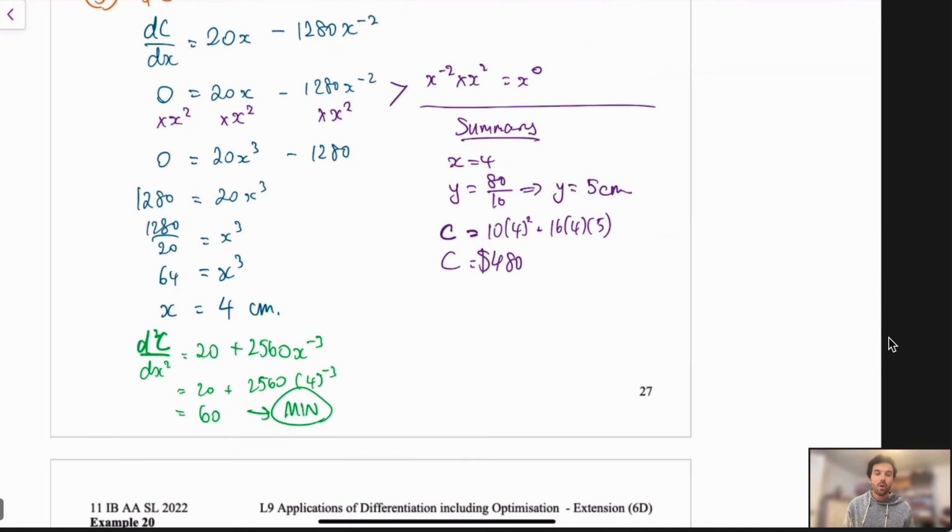Definitely a bit trickier. Why these are called extension questions is because we've got those negative powers, and it just makes it more tricky basically. There's more things to think about. And also the situation here, you have to really consider lacquering top, bottom, and making up the cost function.